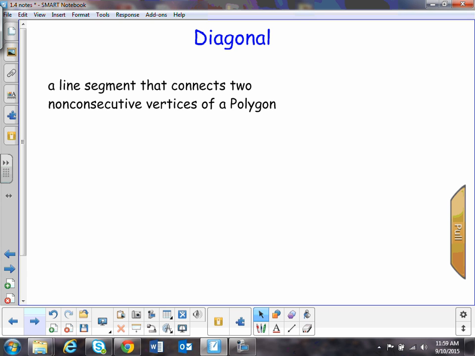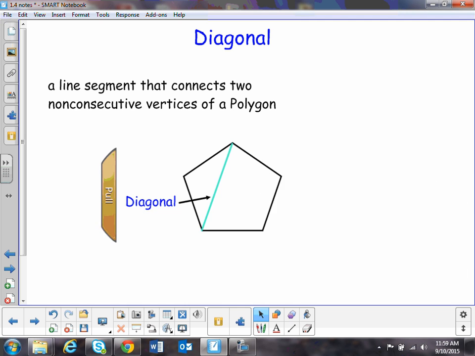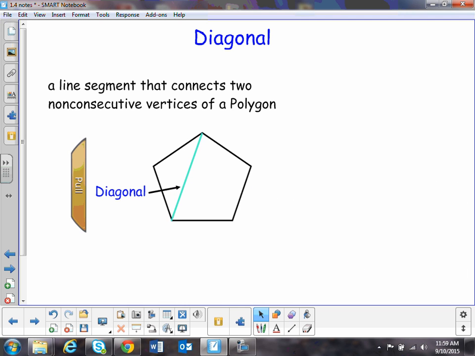Okay, so we're going to stay with the class so I can teach you how to be quiet. Okay, thank you. Diagonal. A line segment that connects two non-consecutive vertices of a polygon. So there's that word consecutive again. So be able to think of non-consecutive. So it's just a segment. That's it. So here's an example of a diagonal.